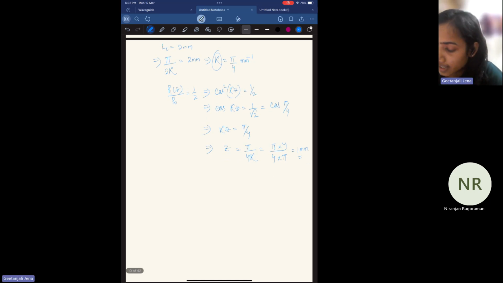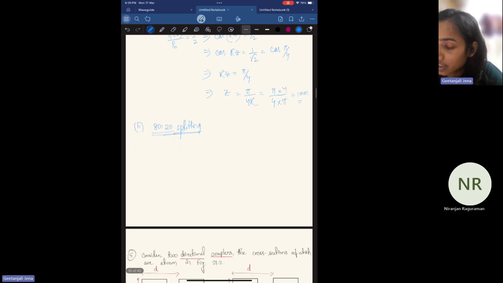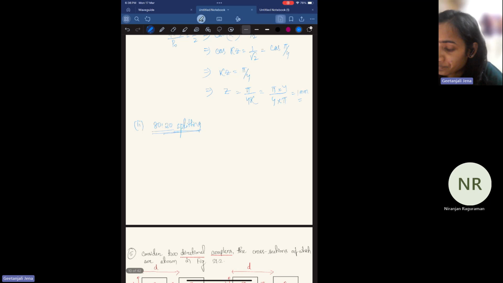Now let us see the second one, which is the 80-20 scale. Here you can see, depending on the interaction length, we are getting different amount of power at the output port. So that means the interaction length depends on the length of the interaction region.